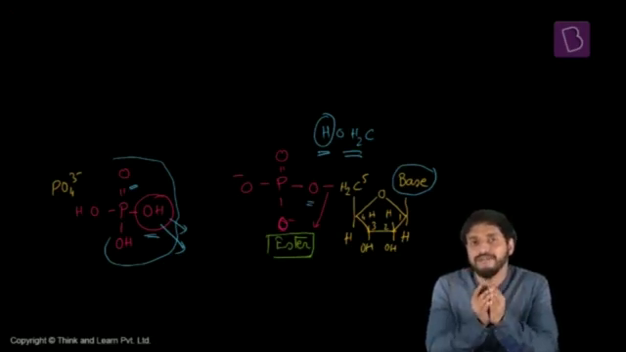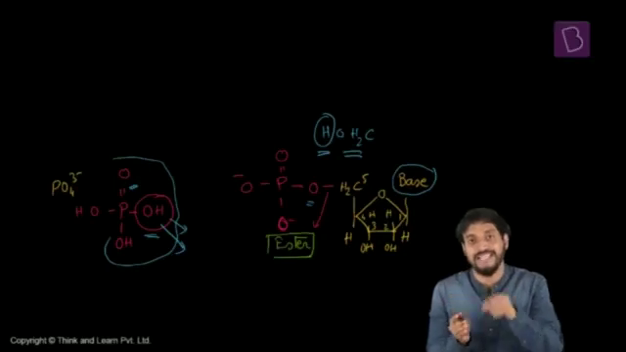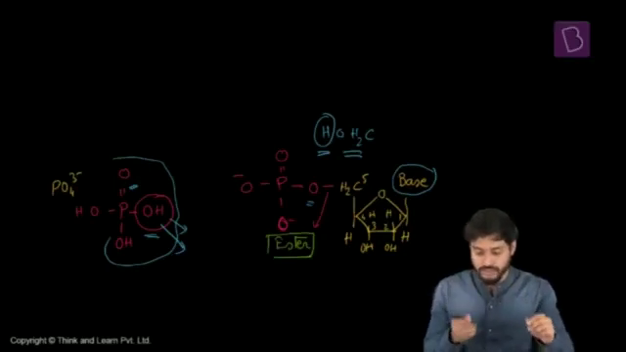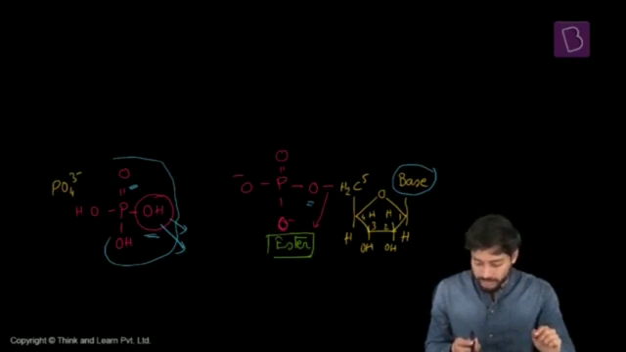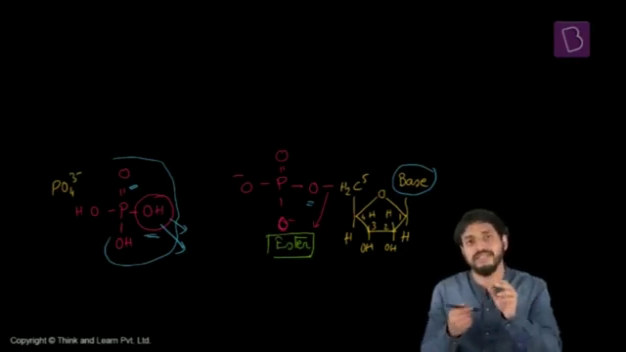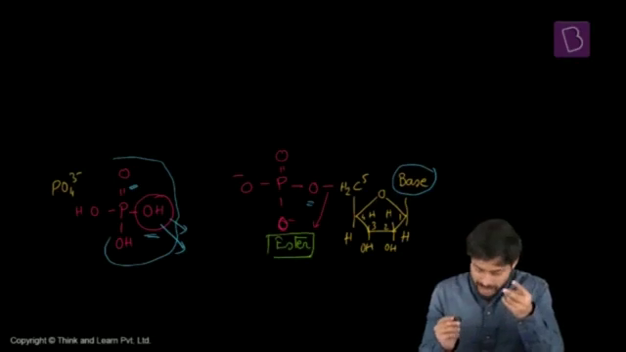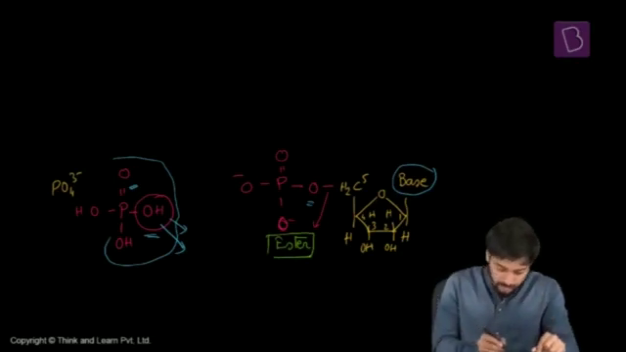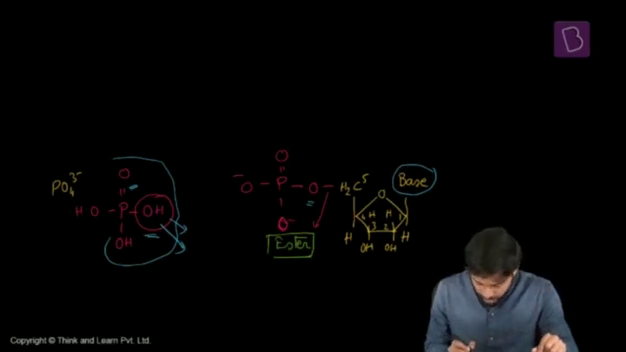Now, it doesn't end here. There's a particular terminology often used for this: phosphodiester bond. Now, the question is, why is it a diester bond? Diester means there will be two ester bonds. We have discussed one ester bond. Where is the second one? Okay, fine. Let's do the second one also.